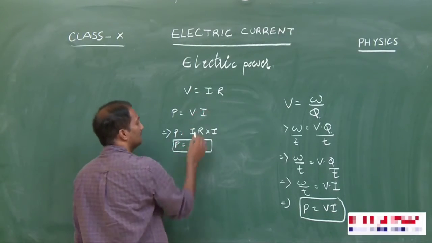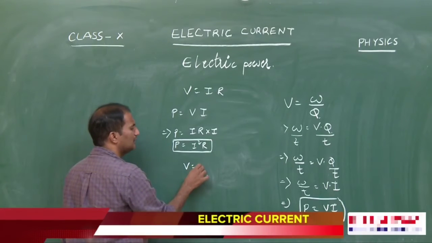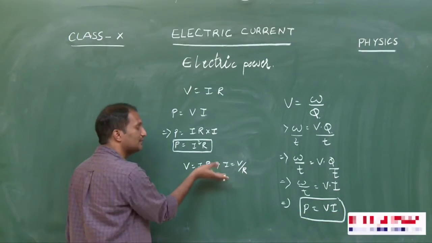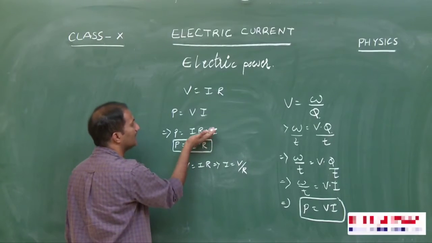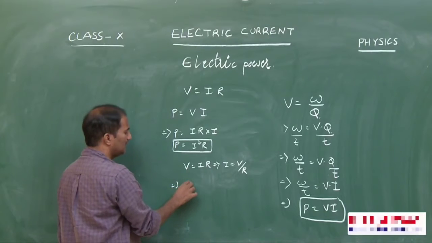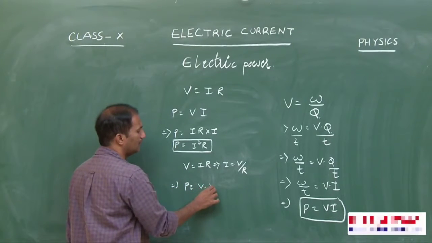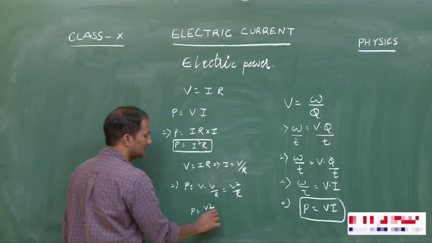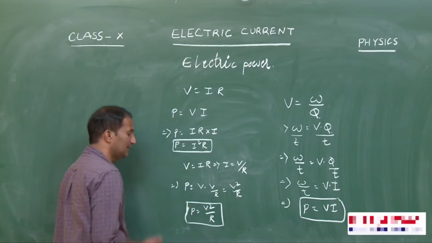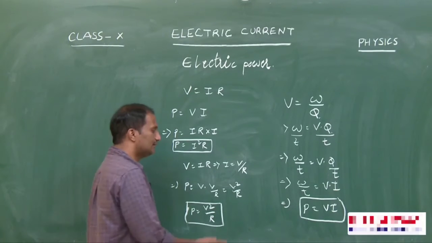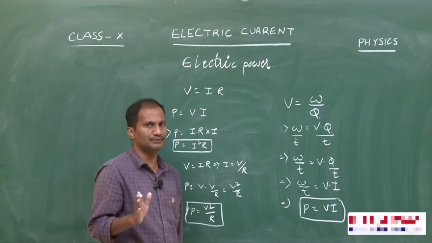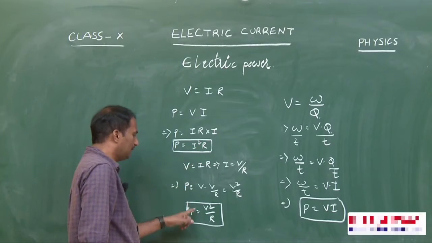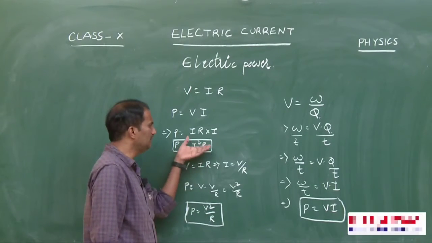Next, according to Ohm's law, V equals I into R. That implies I equals V by R. If we substitute I equals V by R in P equals V into I, it becomes P equals V into V by R, which equals V square by R. So power P equals V square by R. So we can clearly see three different equations for finding the magnitude of electric power: P equals V into I, P equals I square into R, and P equals V square by R. These can be used in different situations.